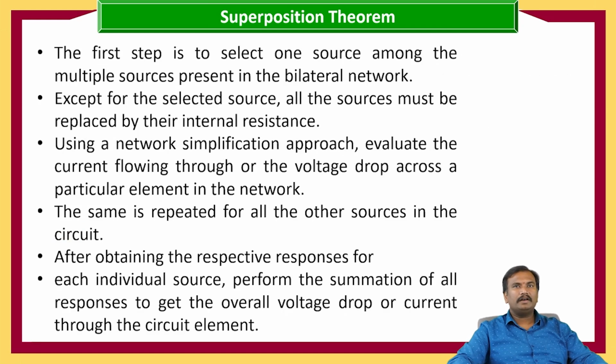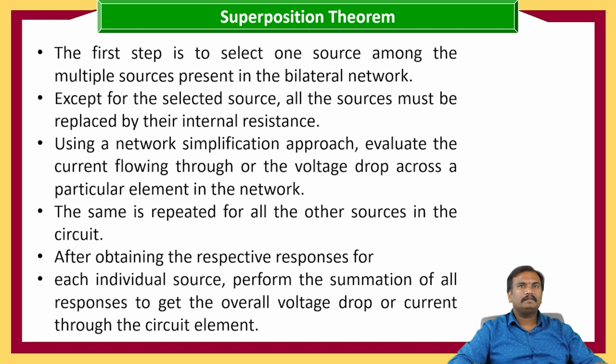Let us go with the procedure for how we are going to solve using the superposition theorem. In this, the first step is to select one source among the multiple sources present in the bilateral network. First, we need to select one source and the other sources will be replaced with their internal resistance. That means a voltage source is replaced with a short circuit and a current source is replaced with an open circuit.